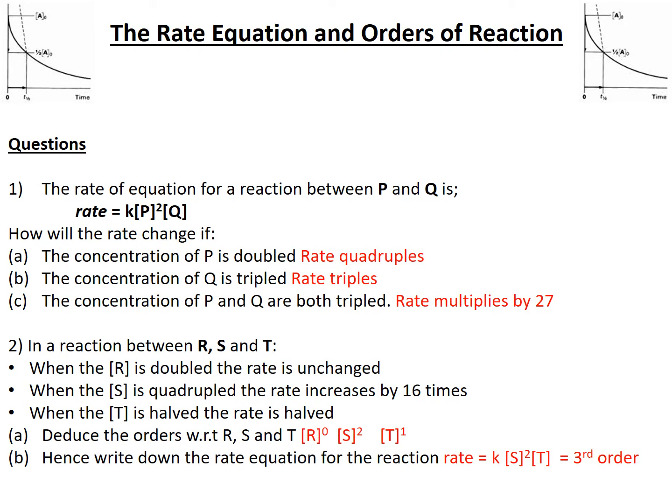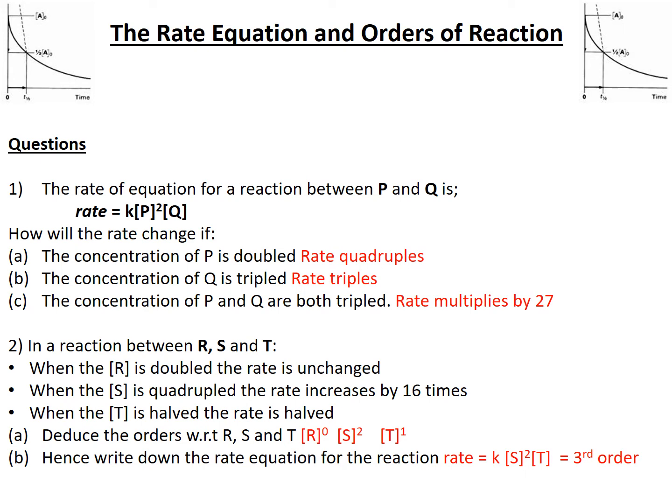Okay, oh, that's a shame. I'm a bit annoyed that the answers come straight up on this. So P is second order, so the rate quadruples. Q is first order, so the rate will triple. P and Q are both tripled, so therefore P is times by 9 and Q is times by 3, so we combine both of those. 3 times 9 is 27, so they'd be multiplied.